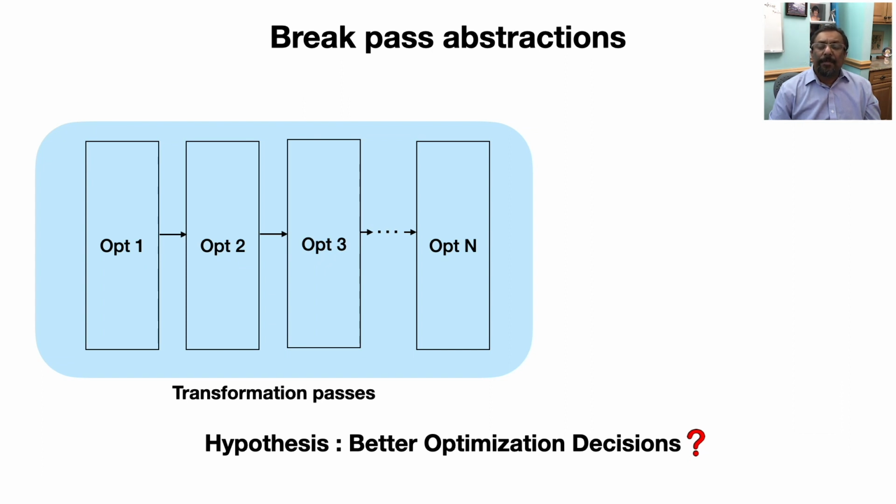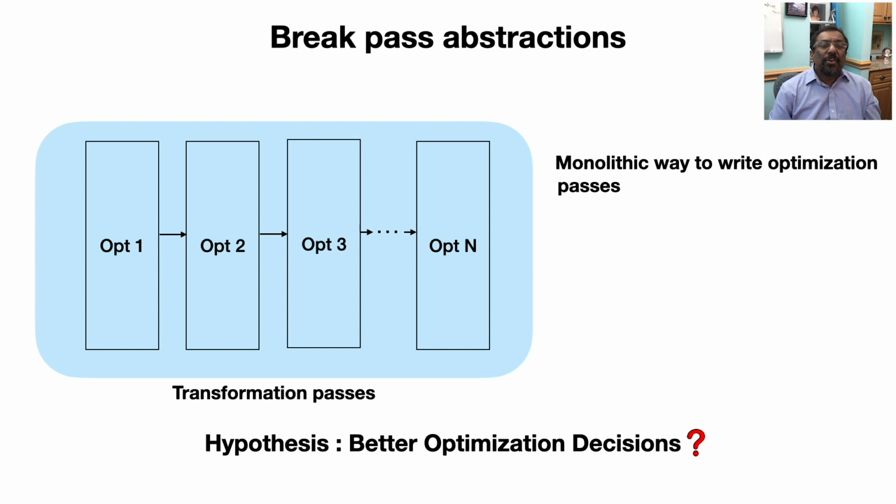Compilers are built using multiple passes, and in fact we have hypothesized that each pass produces a correct program, but hopefully a little bit better program, and the combination of multiple passes leads to a better final result.